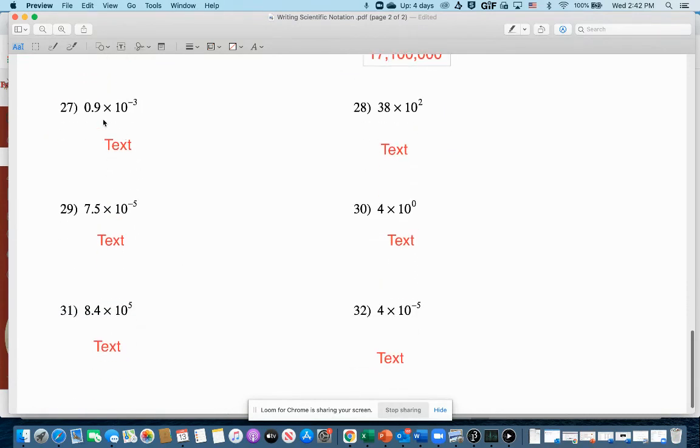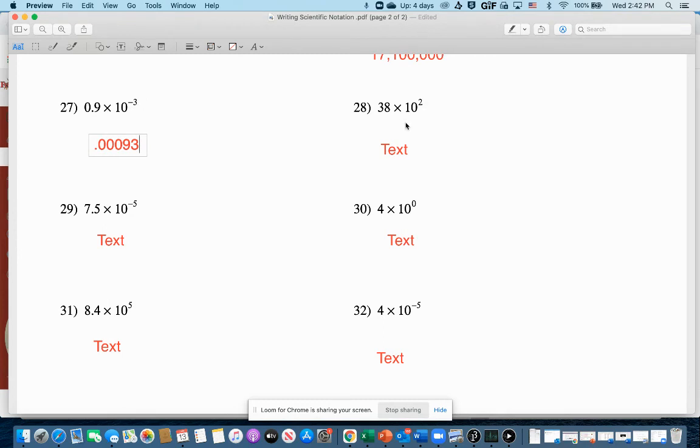0.9 times 10 to the negative 3, right? So this is getting smaller, and I need to move it 3 times to the left then to make that smaller. So 1, 2, 3, 9, 3, right? It started before the 9. 1, 2, 3 over because it's negative, right?